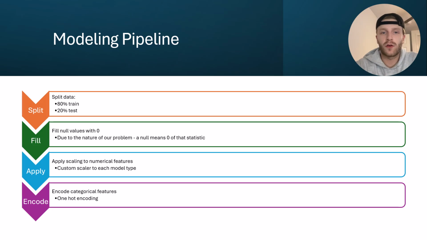So here's a brief overview of our modeling pipeline. First, we split the data into 80% train and 20% test. Next, we fill null values with zeros. If we think about the nature of our problem, this makes logical sense. If a statistic is missing or null for any player, then that just means that statistic was absent for them, which represents 0. Next, we apply scaling to our numerical features. We have custom scalers implemented for each model type depending on performance. And lastly, we one-hot encode our categorical features and feed our data into our models.